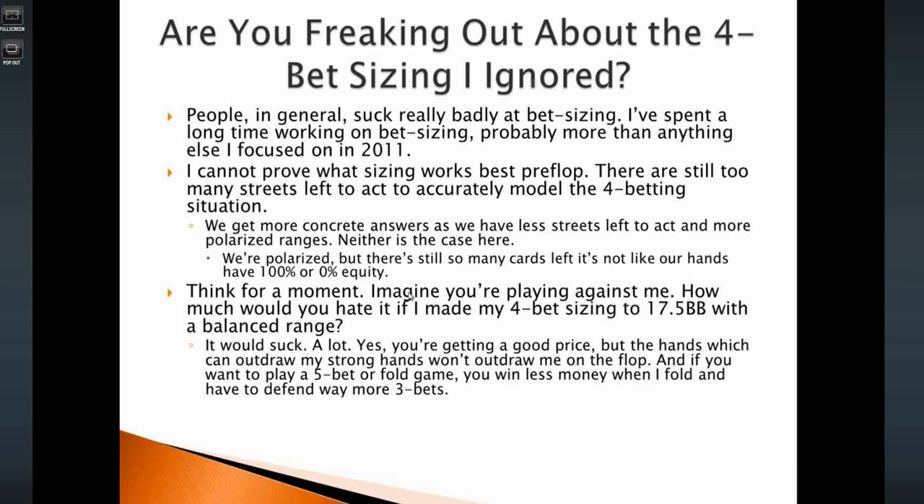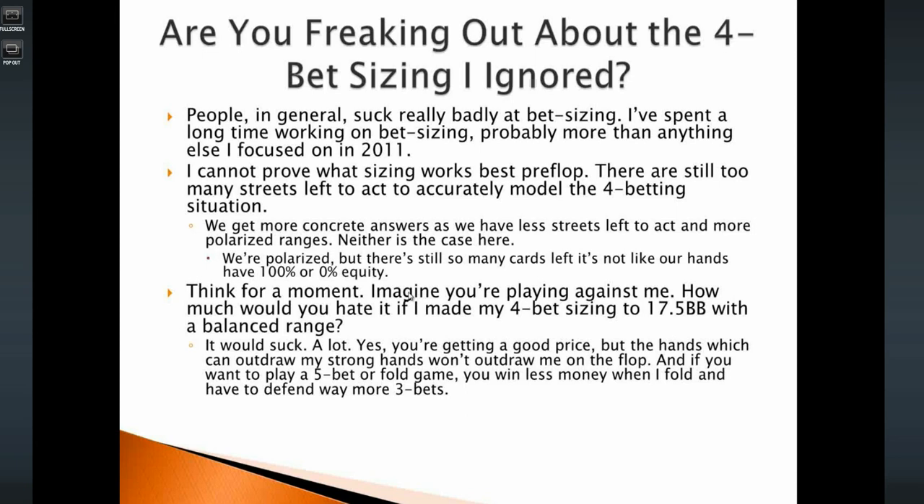Yes, you're getting a good price, but the hands with which you can outdraw my strong hands won't outdraw me on the flop very often. And if you want to play a 5-bet or fold game, you win less money when I fold and have to defend way more 3-bets because I'm getting such a better price on my 4-bet. Keep in mind that even though your hands have a lot of equity, you can't just say, oh, my hand has a lot of equity, it should probably be a really easy call here, because you're not guaranteed to get to showdown. I'm going to make you pay a whole bunch of money on the flop, turn, and river when you're out of position.